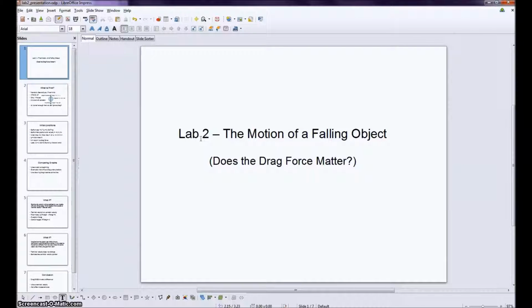Lab 2, the motion of a falling object, in which I try to answer the question, does the drag force matter? In this lab, I had my mom drop a ping pong ball, and then I constructed two models of the motion, one with drag and one without drag. I then compared the results to each other and to the experimental data, and I found that the model with drag was the only model that correctly predicted the motion of the ball.